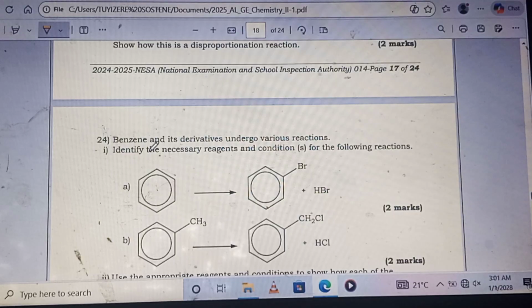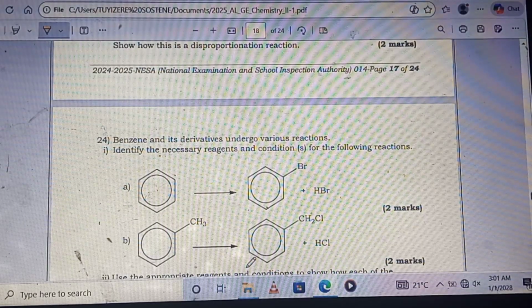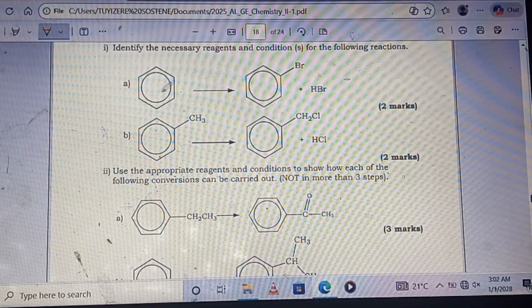Question 24. Benzene and its derivatives undergo various reactions. Identify the necessary reagent and condition for the following reaction. Benzene to form bromobenzene and hydrogen bromide. The reagent we need here to change benzene into bromobenzene is bromination. We add bromine in the presence of iron bromide.